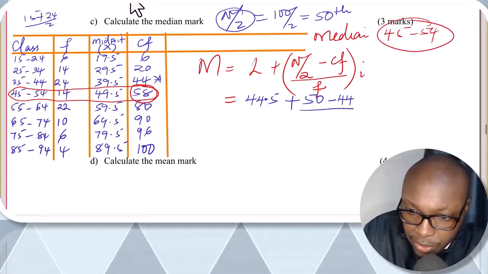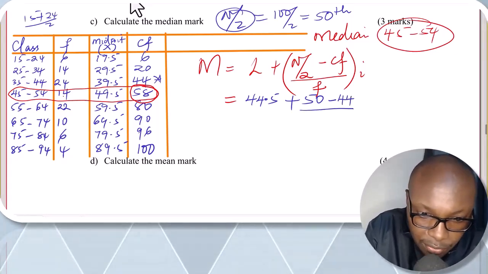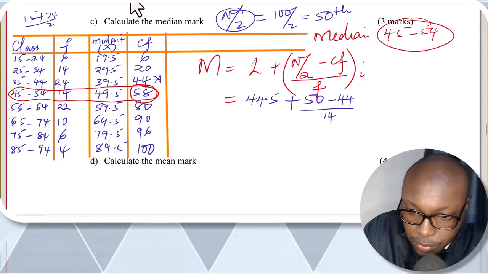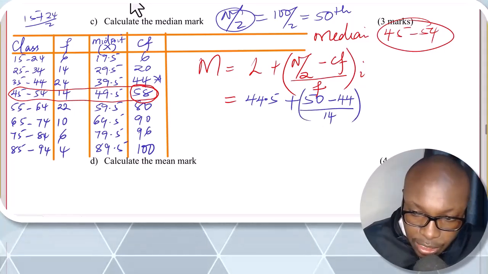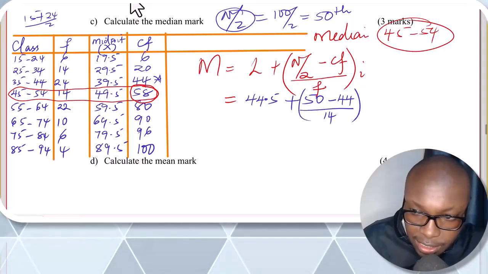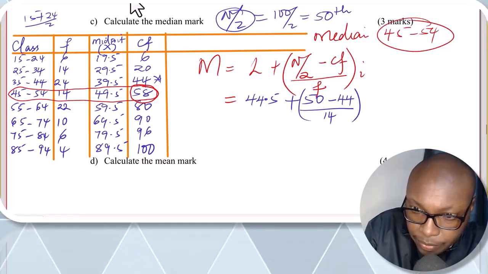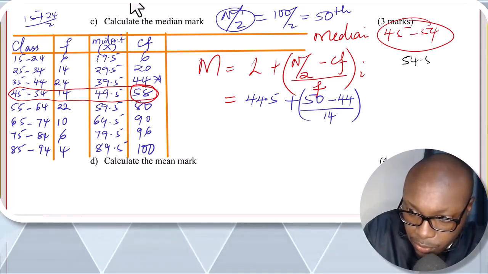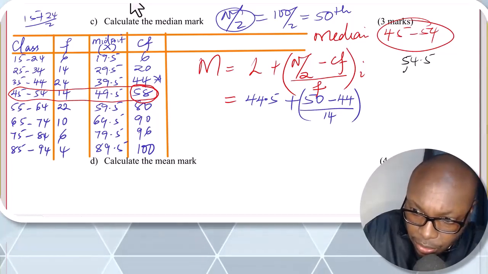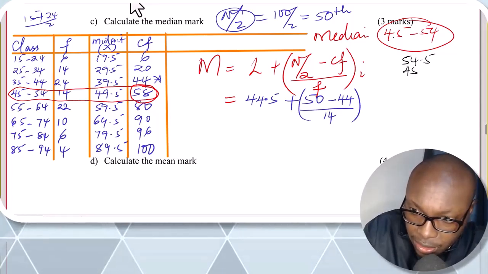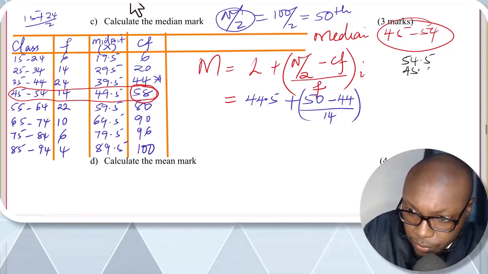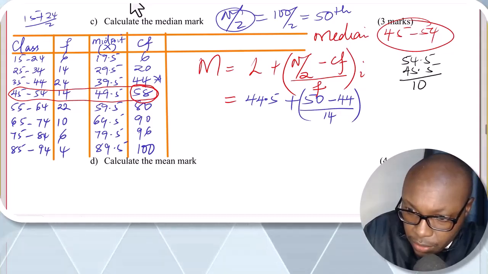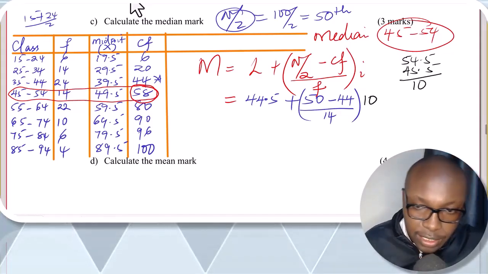Then divided by f, the frequency of the median class, which is 14. Then everything multiplied by i. i is the class size. The class size, you get it because it is uniform. So get the upper class boundary, which is 54.5, then subtract the lower class boundary. I'm just using this class, 45 to 54, and this gives 10 as the class size.